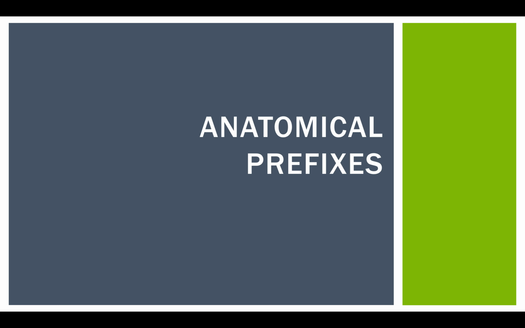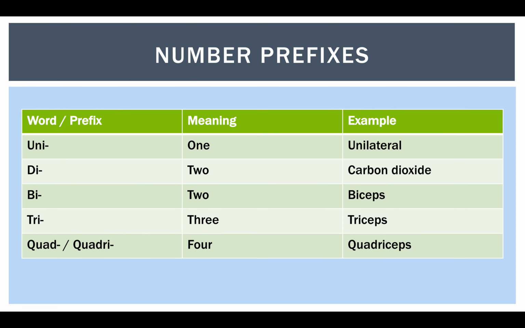We're going to talk about two types of prefixes that we see commonly in anatomy. These are numerical and directional prefixes. We have prefixes that mean 1, 2, 3, and 4. Uni means one. As we know, a unicycle has one wheel. Something that is unilateral is found only on one side of the body.